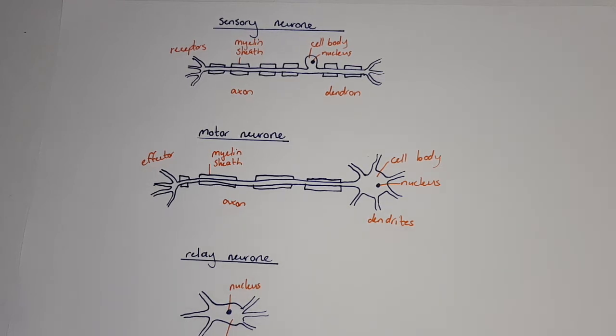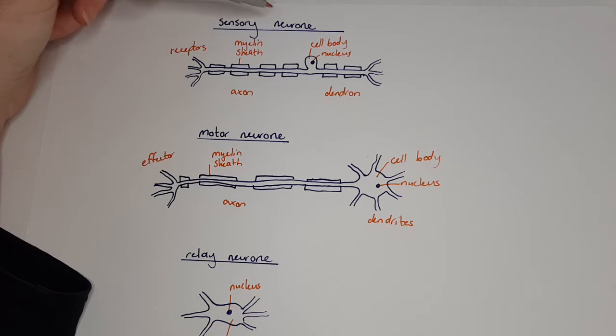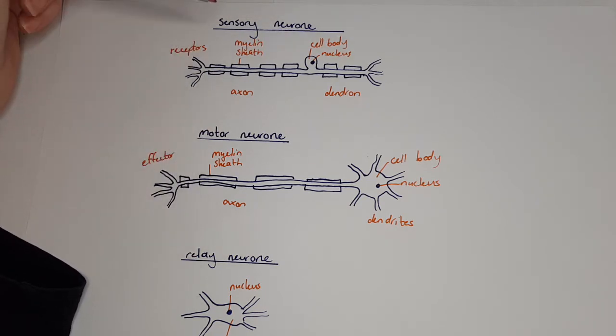Okay, so remember I told you before in our nervous system, our nerve cells are called neurons, and there's three different types of neurons. There's the sensory neuron, the motor neuron, and the relay neuron. The structure looks slightly different in all of them, but they all carry nerve impulses.